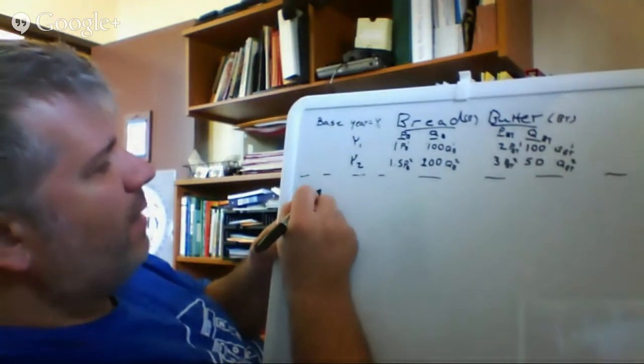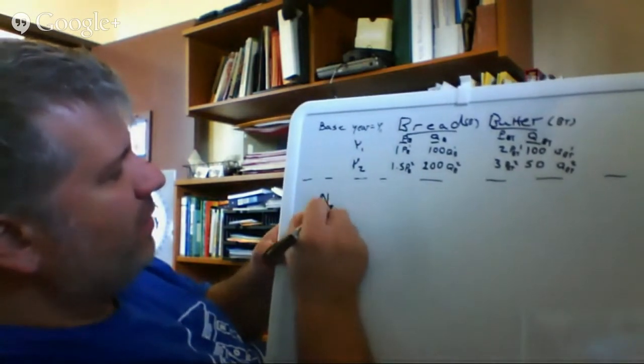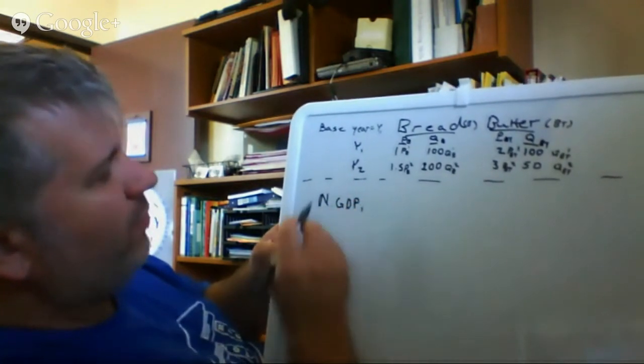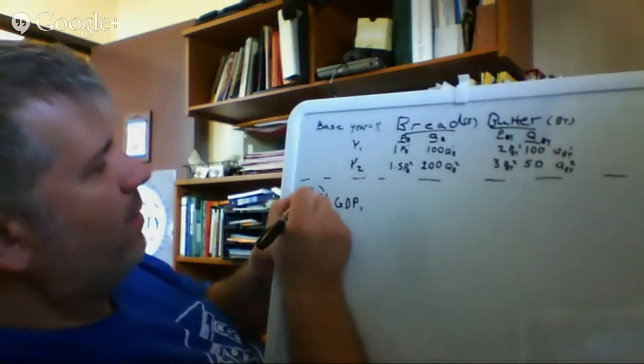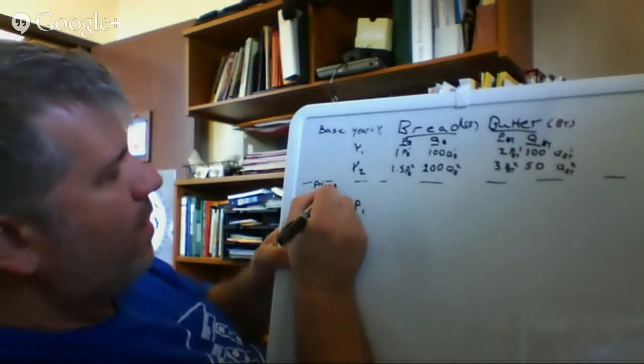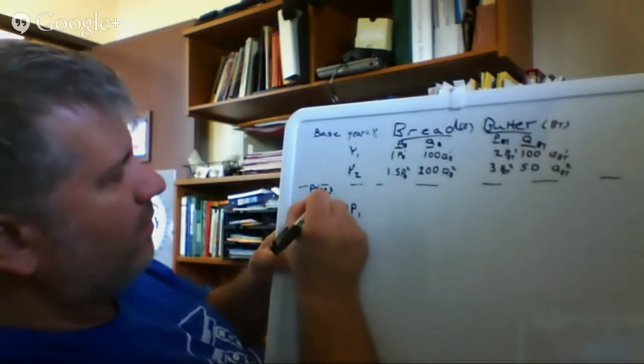So when we do nominal GDP, what's nominal GDP? It's going to be prices today. And we're going to do it for year 1. And just a reminder, nominal just means prices today. And what's today? Year 1.